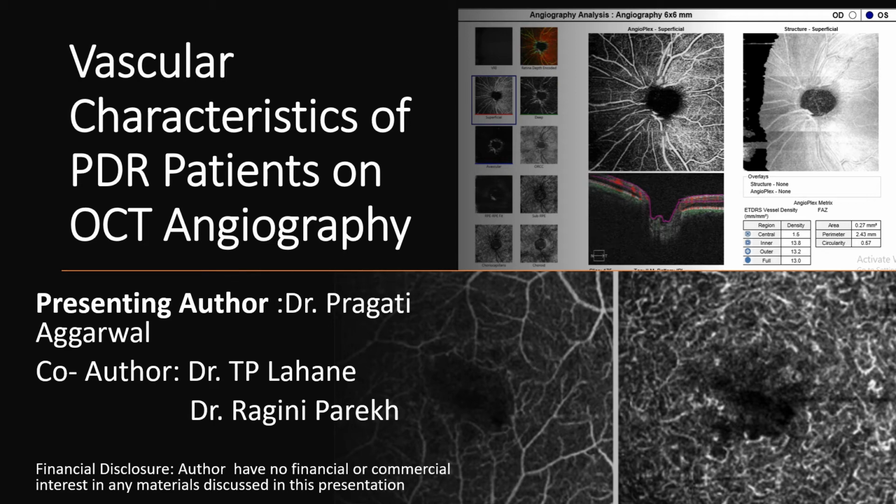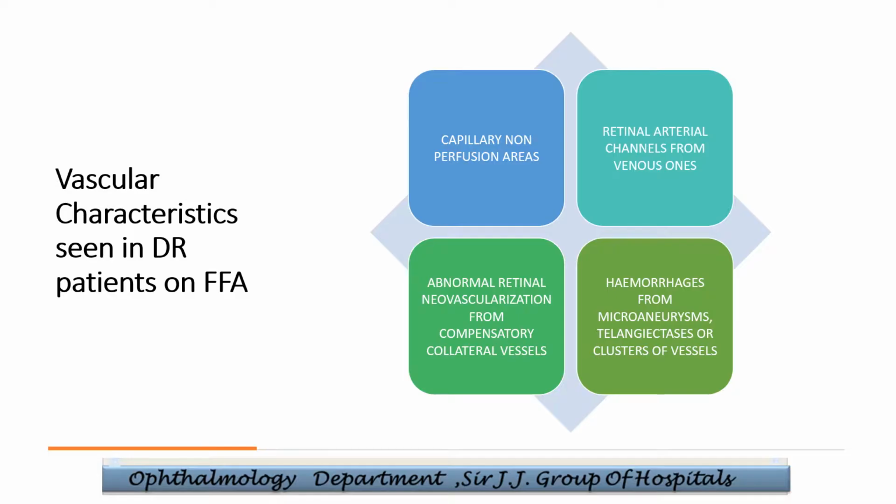Hello everyone, I am going to present on vascular characteristics of proliferative diabetic retinopathy patients on OCT angiography. The vascular characteristics seen in diabetic retinopathy patients on fundus fluorescein angiography include a lot of capillary non-perfusion areas. The FFA helps in differentiating retinal arterial channels from venous ones. It helps in differentiating abnormal retinal neovascularization from compensatory vessels, and hemorrhages from microaneurysms, telangiectasias, or clusters of vessels.